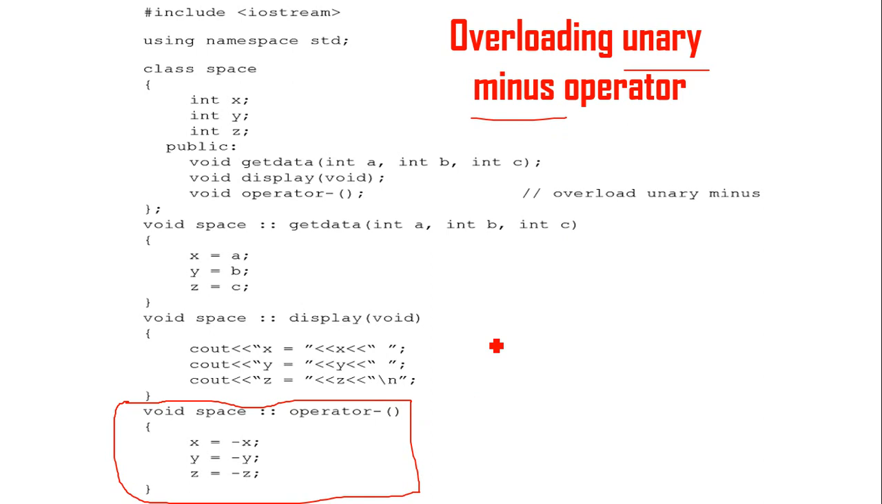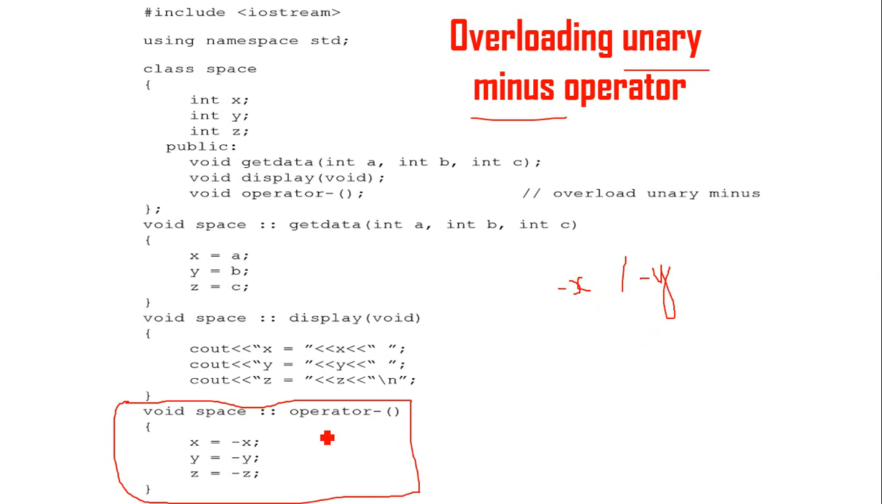As I told you, unary means only one operand needs to be used, and also it's not taking any argument here. So the operator is overloaded in such a way. Generally, unary means how many operands can be used? Only one. We can use only one operand like this, minus x or minus y. Like that only we can write.